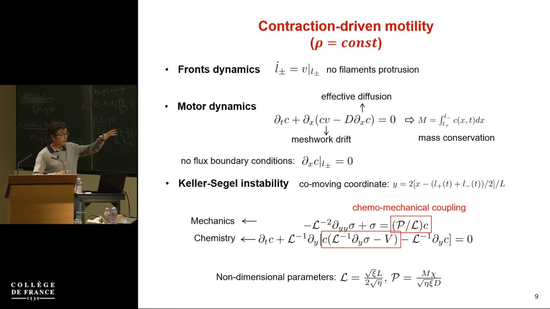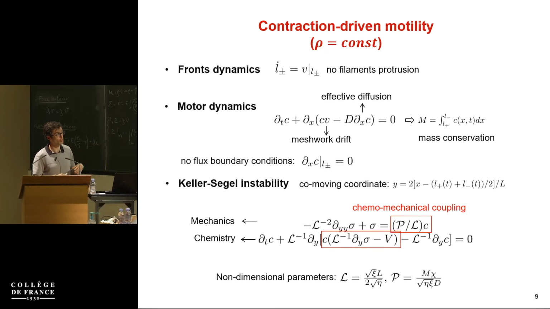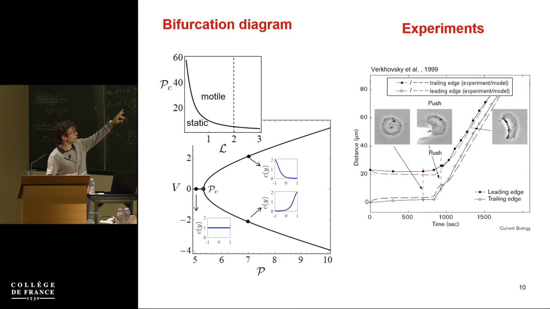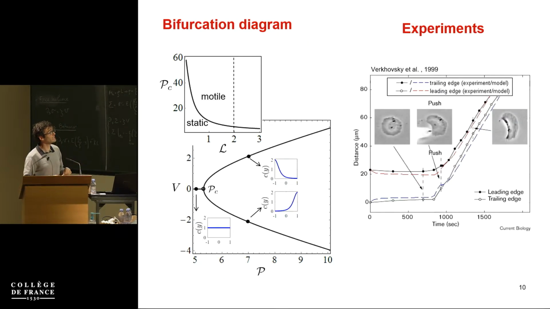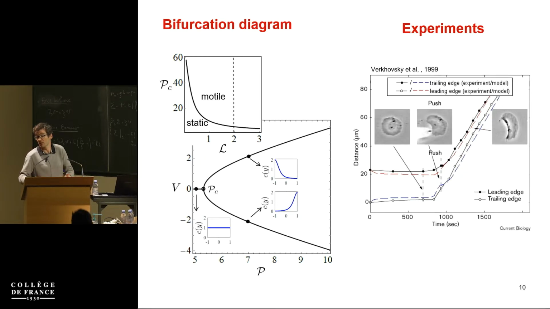And then there is an interplay between the drift and the diffusion term, and at a critical value of the contractility in the system, you have an instability, which is a Keller-Segel instability, where motors lose their symmetry and accumulate at the trailing edge.